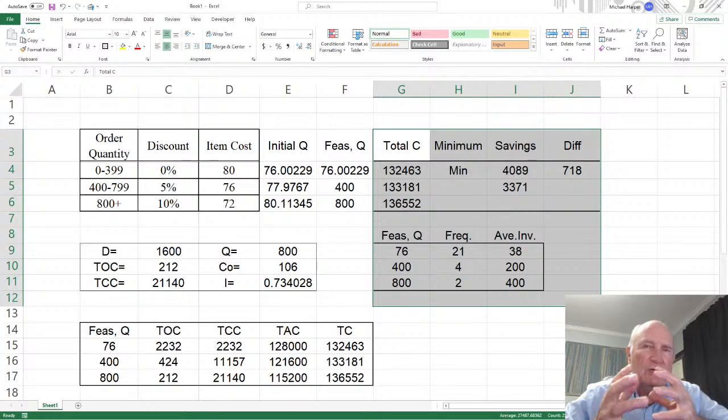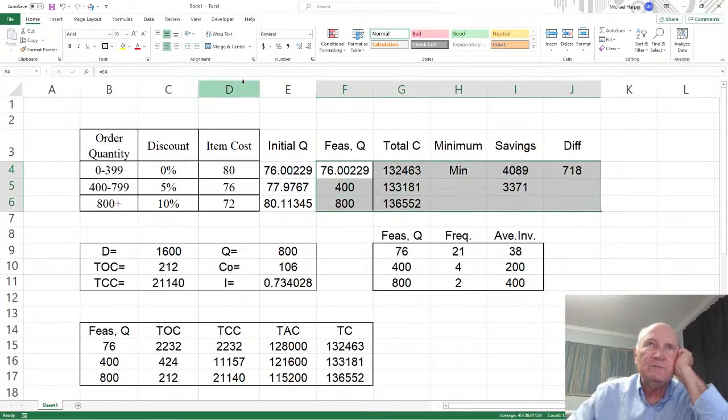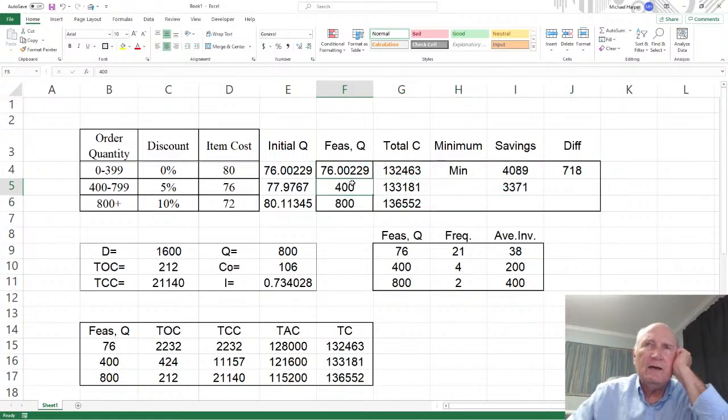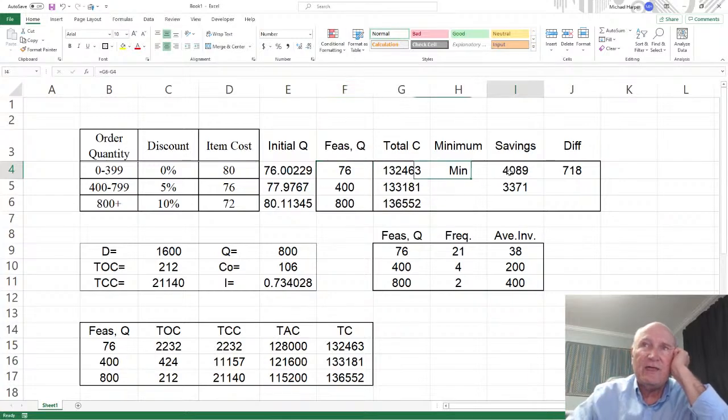As far as what the manager's done, it is $4,000 more than ordering 76. Now remember, it's a feasible queue. If you order 76 instead of 800, you'll save $4,000. If you order 400 instead of 800, you'll save $3.37 thousand.